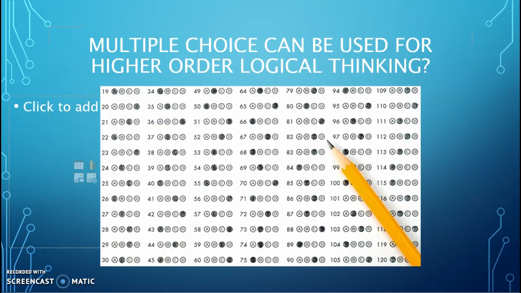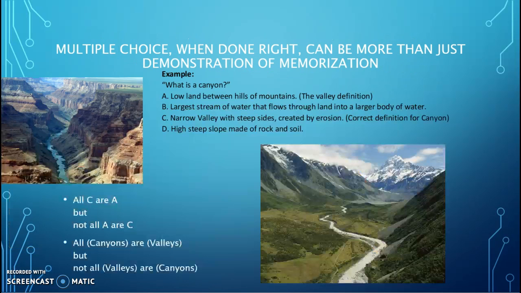Multiple choice can be used for more than rote memorization and a thoughtless response. It can be used to encourage higher order logical thought and reasoning skills. I would take the definition of a broad category of landforms and place it alongside the correct definition, which is a more specific landform in that broader category. All C's are A, but not all A's are C. All canyons are valleys, but not all valleys are canyons.